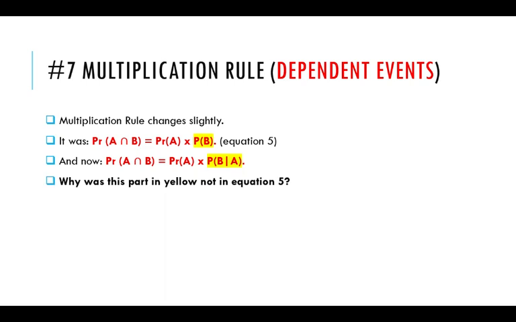So why was this part in yellow, that B given A, not in equation 5? How come they're different? Well, remember before we had independent events. And when you have independent events, there's no relationship. B and A have nothing to do with each other. So it's just the probability of B. Even if I wrote the probability of B given A, it would still just be the probability of B.